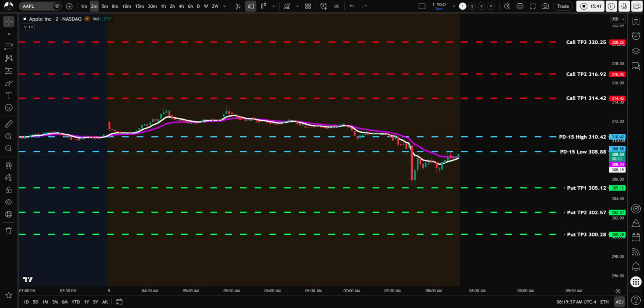And we know we skip if it stays in between the 308.88 and the 310.42. So that's the sequence I look for: box, break, retest, confirm. But the patience never changes.